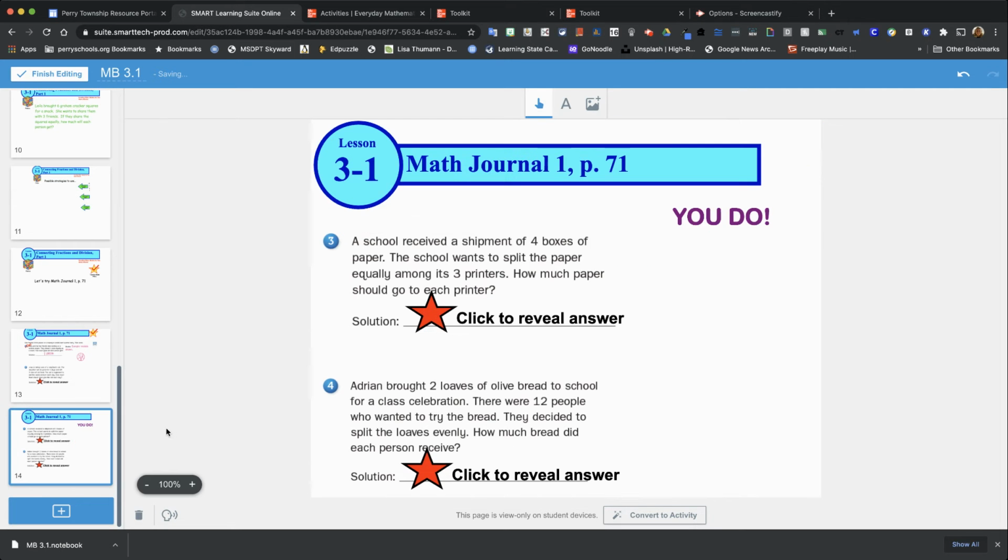You can try them. Number 3, a school received a shipment of 4 boxes of paper. The school wants to split the paper equally among its 3 printers. How much paper should go to each printer? Sorry. And 4, Adrian brought 2 loaves of olive bread to school for a class celebration. There were 12 people who wanted to try the bread. They decided to split the loaves evenly. How much bread will each person receive? Go ahead, pause your video now, work on problems 2, 3, and 4, then come back and let's check our work together.